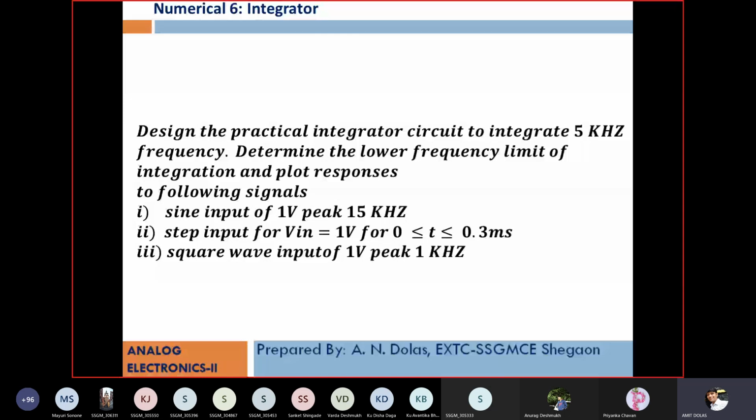here. Design a practical integrator. Even if the word practical is not used, we still have to use this circuit in all cases. Circuit for 5 kilohertz frequency. Determine the lower frequency limit of integration and plot the responses to the following signals. A sine wave of 1 volt peak and 15 kilohertz, we have to plot the signal if this is the input. Another, a step input of 1 volt for 0 to 0.3 millisecond, and a square wave input of 1 volt at 1 kilohertz frequency. We have to plot the signal for all three.